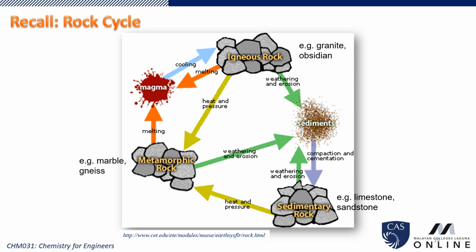In terms of the rock cycle, igneous rock can be converted into magma via melting, and the magma can be converted into igneous rock via cooling. Igneous rock can actually be converted directly to metamorphic rock using heat and pressure, and metamorphic rock can be converted into sediments by weathering and erosion. The same thing is true for igneous rocks. The sediments become compacted and undergo the process of cementation to form sedimentary rock, which under heat and pressure can also be converted to metamorphic rock.